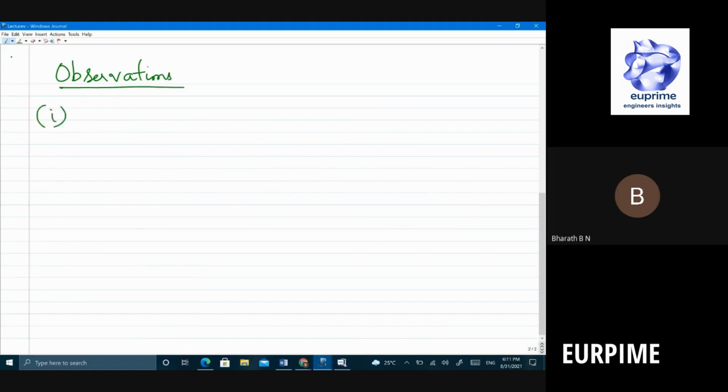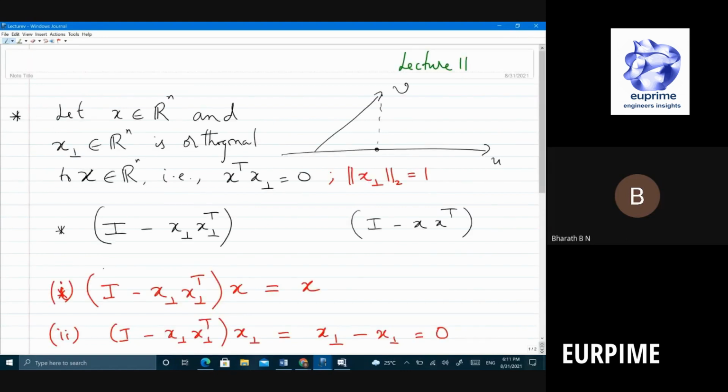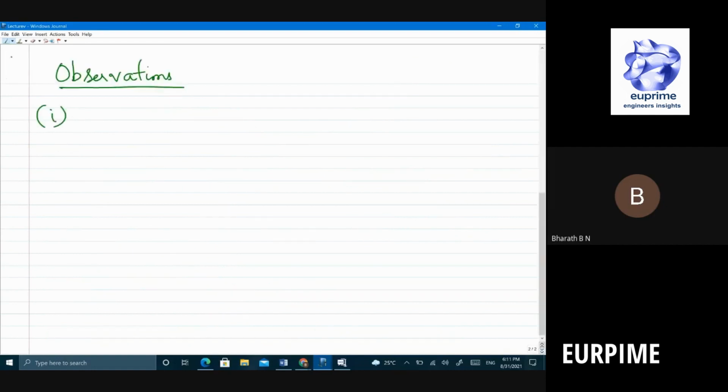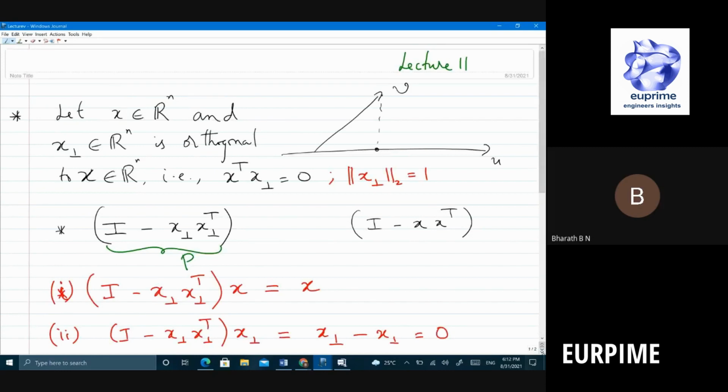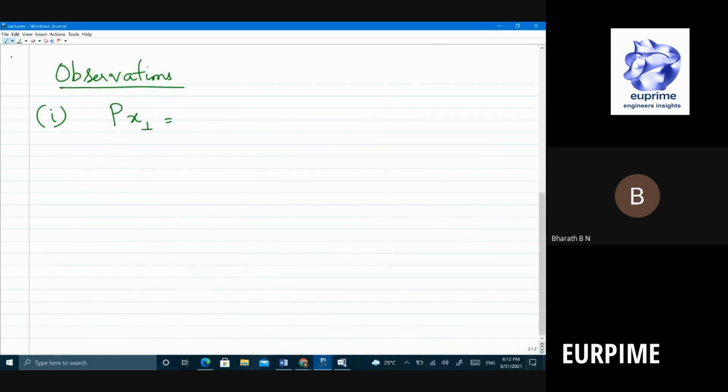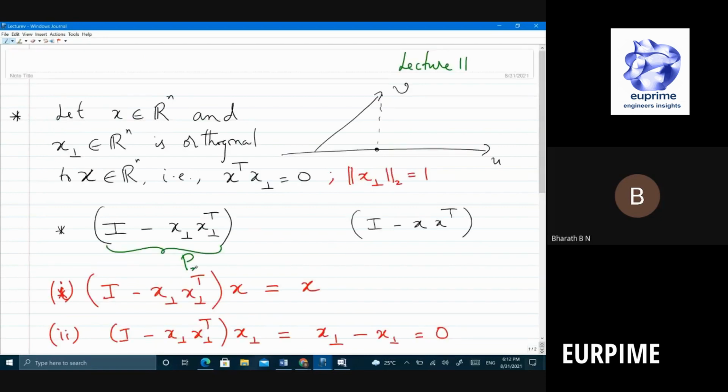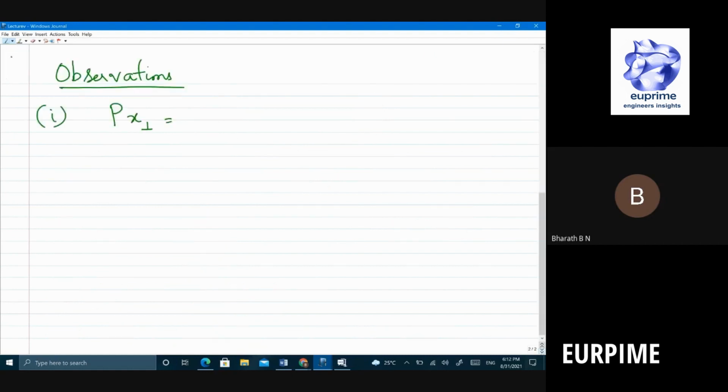So what is the first observation? Basically, I'll call this matrix as P, okay? So what is this P matrix doing? P times X perp is X perp itself, right? Is that correct? No, it's 0, right? Okay, sorry for the confusion. So let me call this Px. So P times X perp is 0.